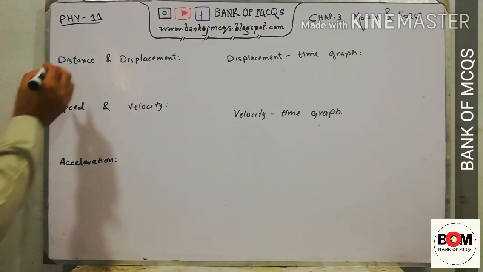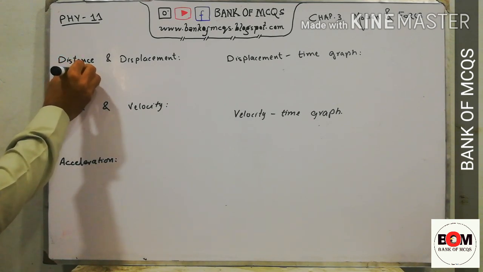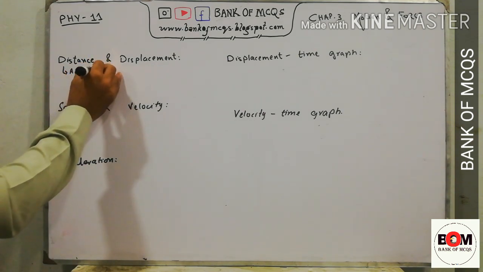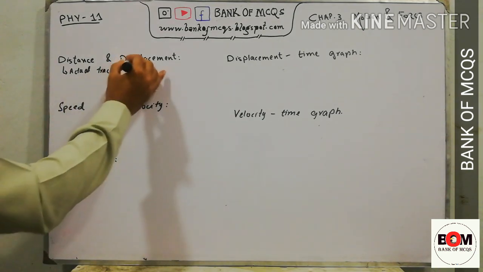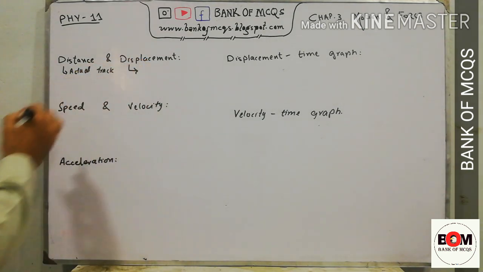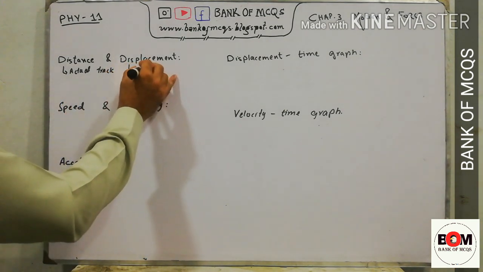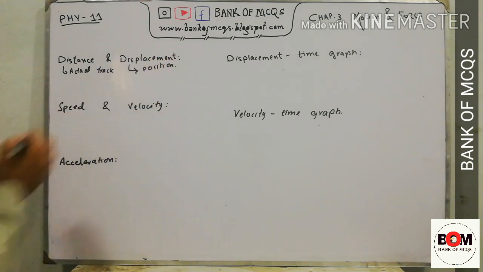So distance is the actual track covered by a body. You must remember this: distance is the actual track or actual way followed by a body due to its motion. The second is displacement. For displacement, remember that displacement is the change in position of a body.